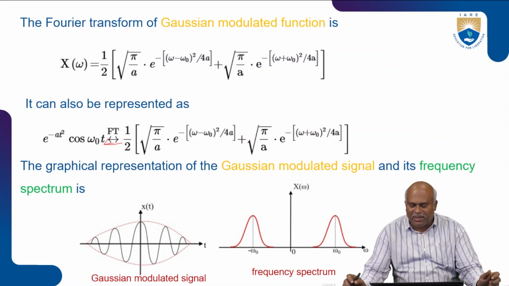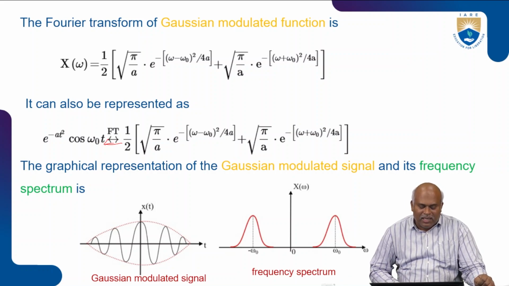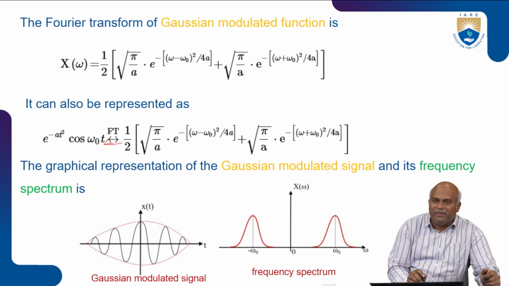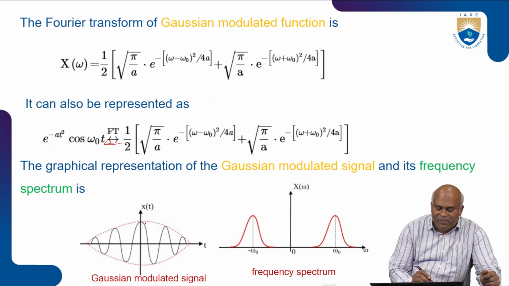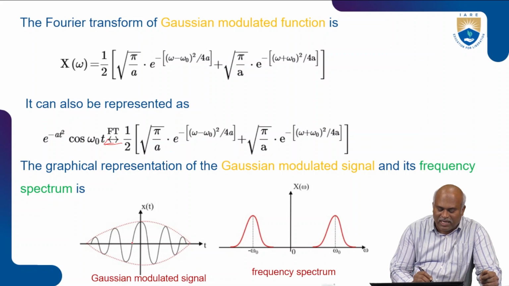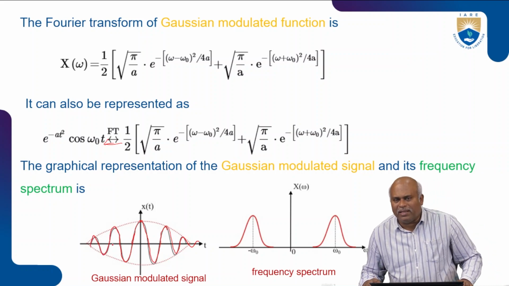The graphical representation of the Gaussian modulated function and its frequency spectrum we write here. The Gaussian modulated signal is the multiplication of an exponential signal with a cosine term. So the cosine signal is like this, a sinusoidal signal, and it is multiplied with the exponential, so automatically the amplitudes keep reducing. On the left side we have the same procedure, and the same thing happens on the right side for the Gaussian exponential function.